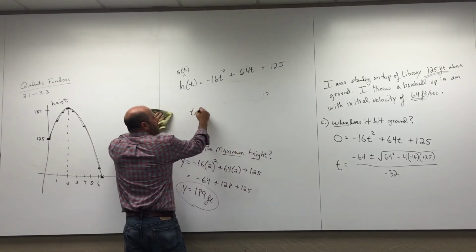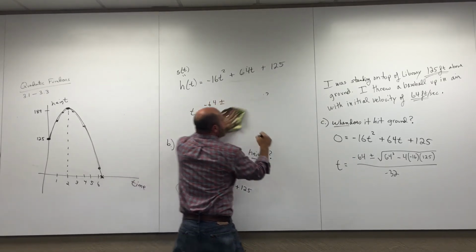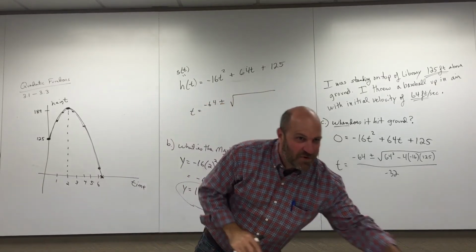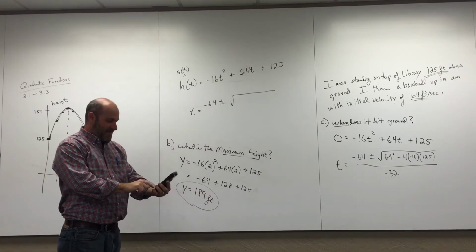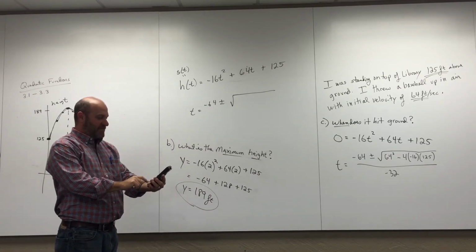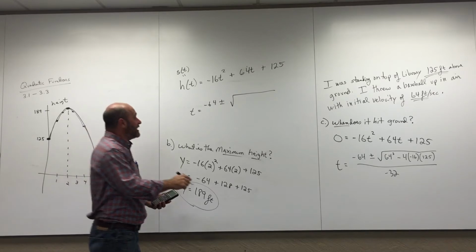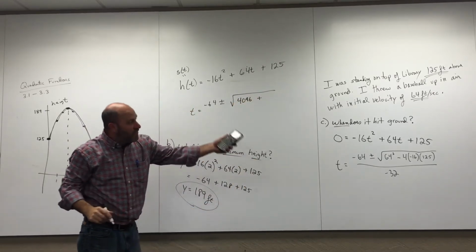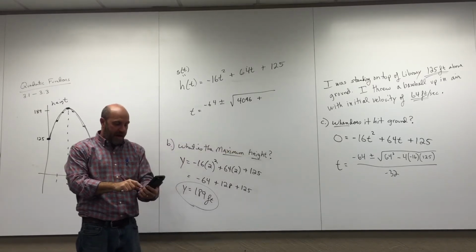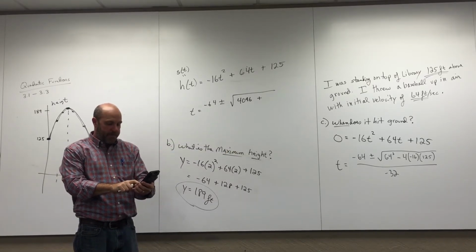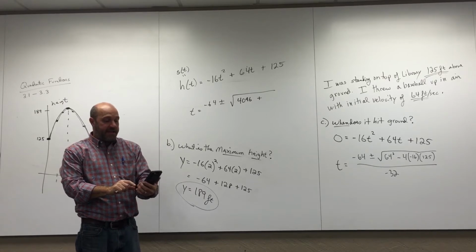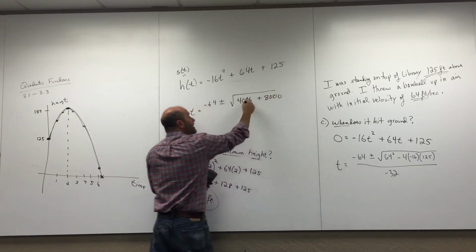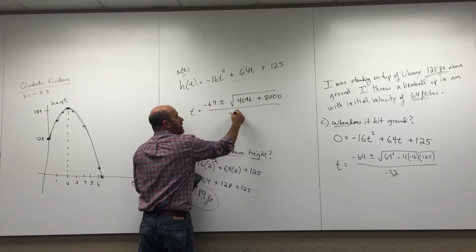The answer is negative 64 plus or minus 64 squared. 4096. Thank you. I don't know if I trust that. 64 squared, 4096, she said. 4096. And then I'm saying it's plus 4 times 16 times 125. 8,000. Plus the 4,096.